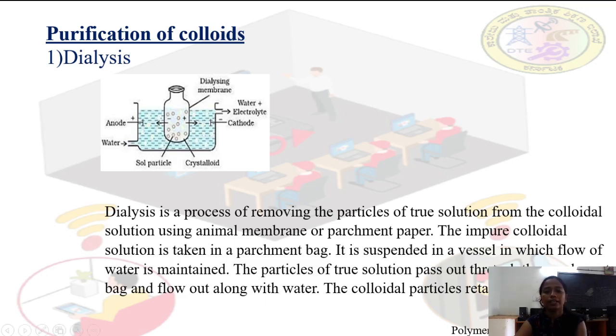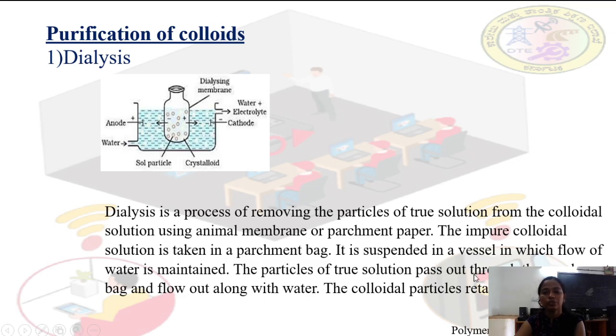The impure colloidal solution is taken in a parchment bag. It is suspended in a vessel in which a flow of water is maintained. The particles of the true solution pass out through the parchment bag and flow out along with the water.